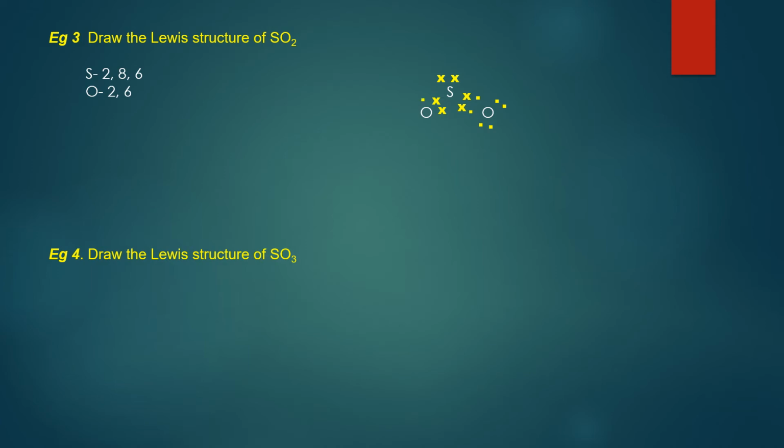And for the other oxygen, it's going to keep its 6 electrons around itself. So this particular oxygen is keeping its electrons and only getting electrons from the sulfur. So there is a dative bonding between the sulfur and the oxygen.